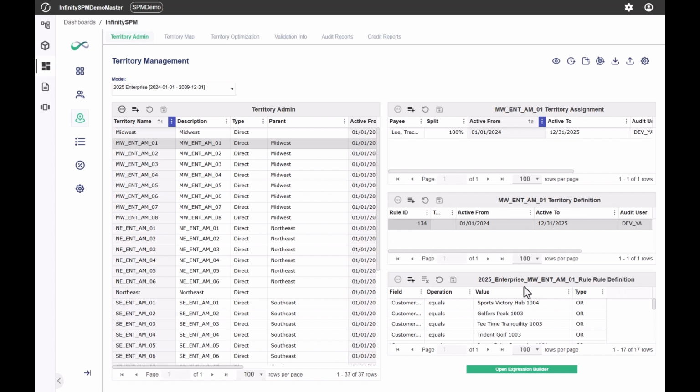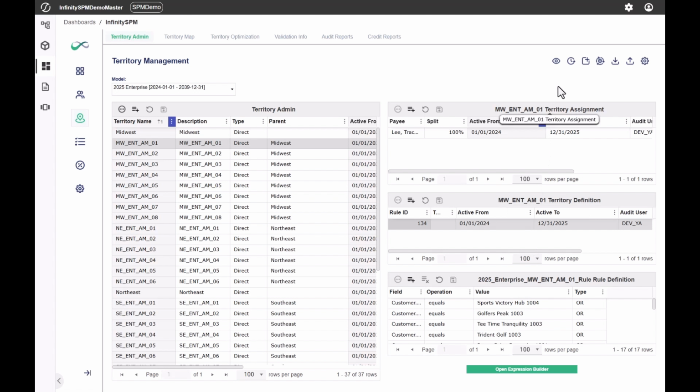And here's where it's become powerful. Because infinitySPM manages the territory definitions, as orders are processed, everything can stay in sync. Maybe somebody is on a leave of absence. Definitions are changing. Zip codes get moved around. These changes take effect immediately.